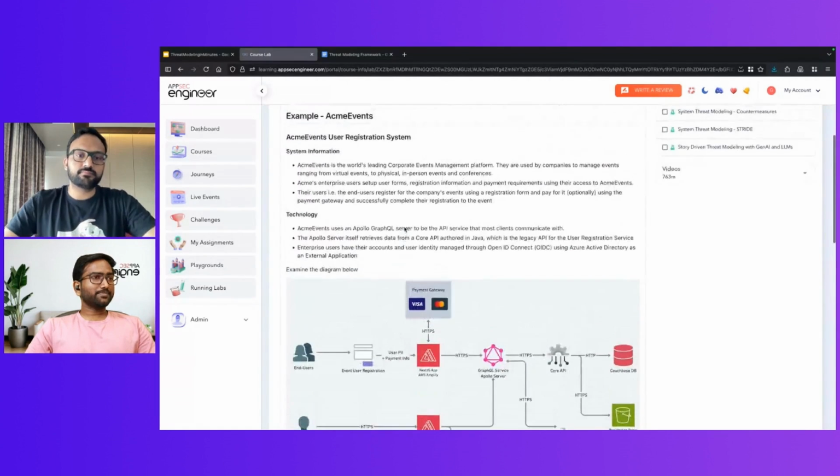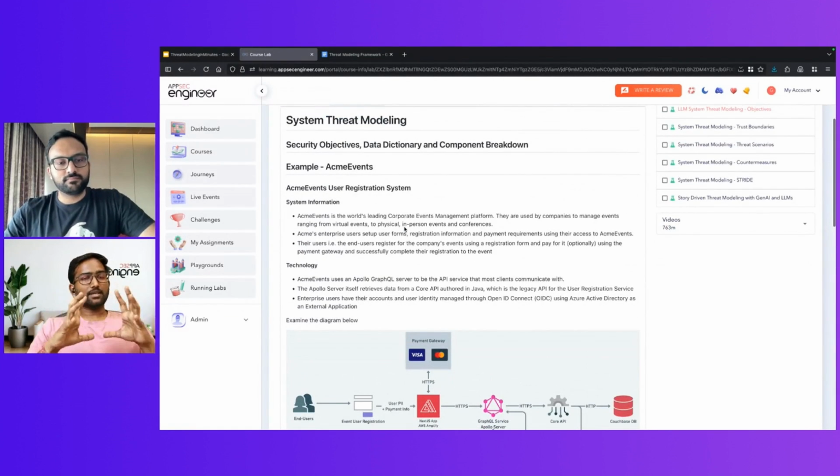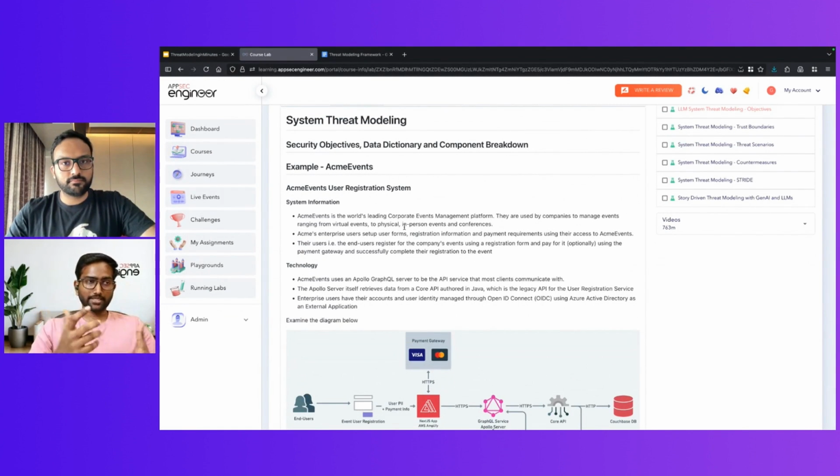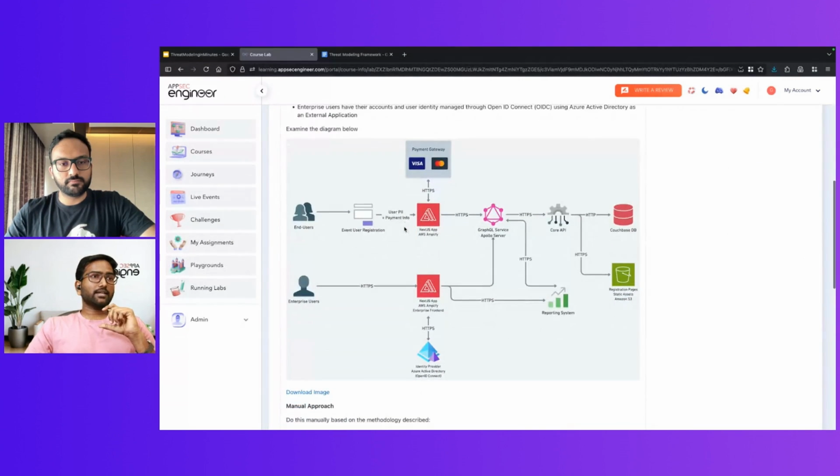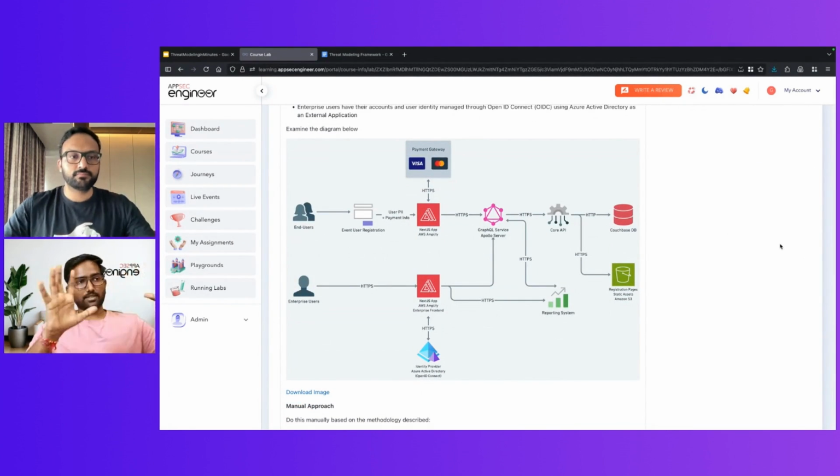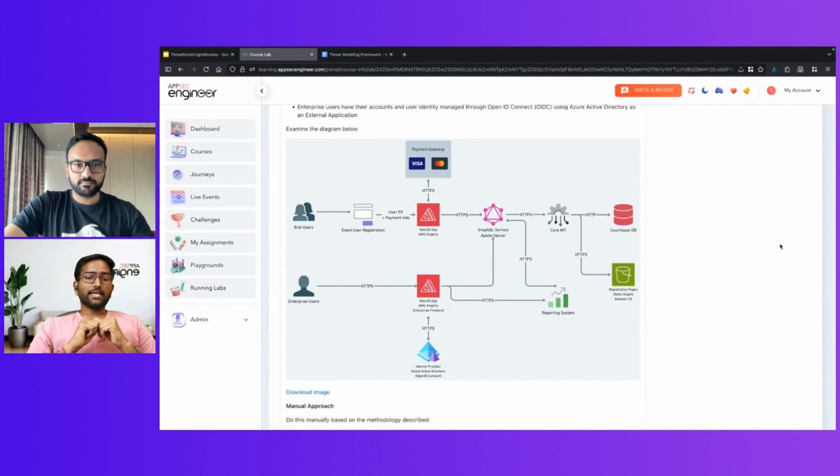So here, okay. This example is something that I will be showcasing in a lab as well. But the idea here is that I want to show you a very simple application. The architecture diagram that you're seeing here is for something called Acme Events, and this application allows larger organizations to send out forms and reviews to their users.